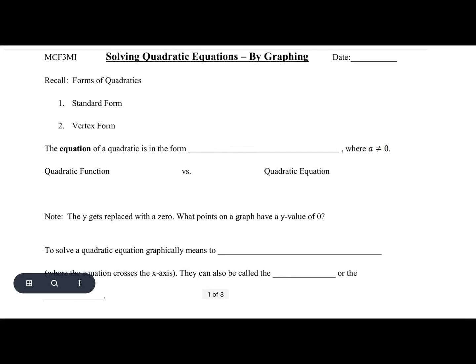We're going to start our new unit today. We're going to take a look at solving quadratic equations, and we're going to start by taking a look at how we find the solutions by graphing. So if you remember, we took a look at quadratic functions in the last unit, and we have a couple of different forms of our quadratic function.